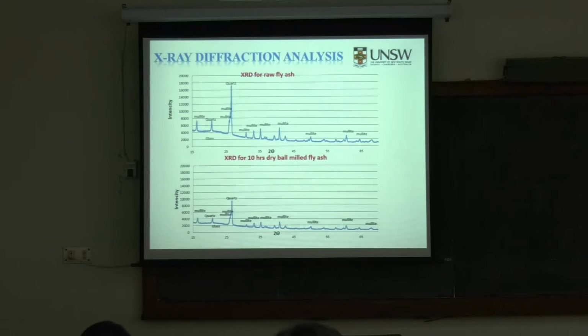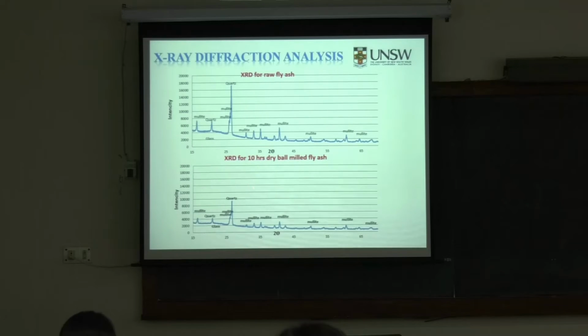XRD, X-ray diffraction analysis. XRD for raw fly ash goes like that. Mullite, this is glass, because glass is not a crystalline material, it's amorphous, but these are crystalline materials. So you have mullite, quartz, more peaks of mullite, quartz, mullite. So mostly mullite and some quartz.